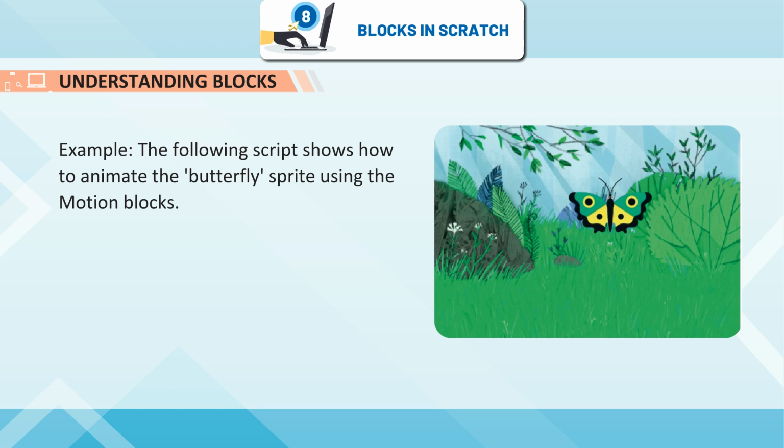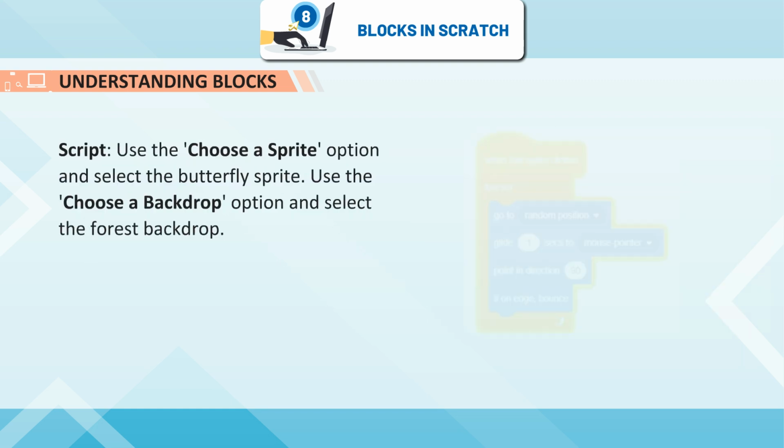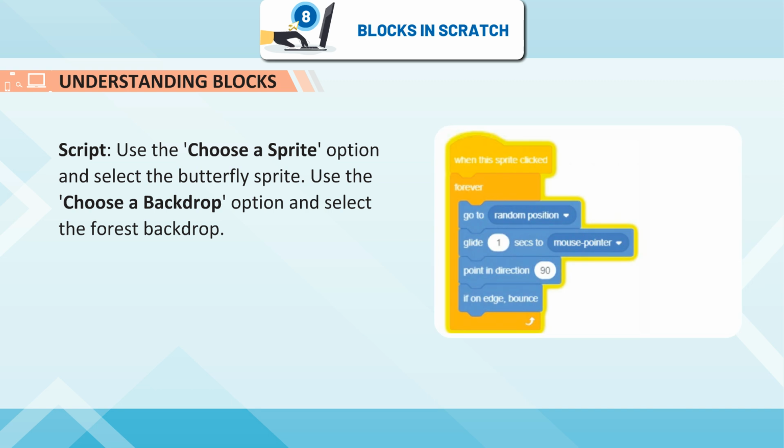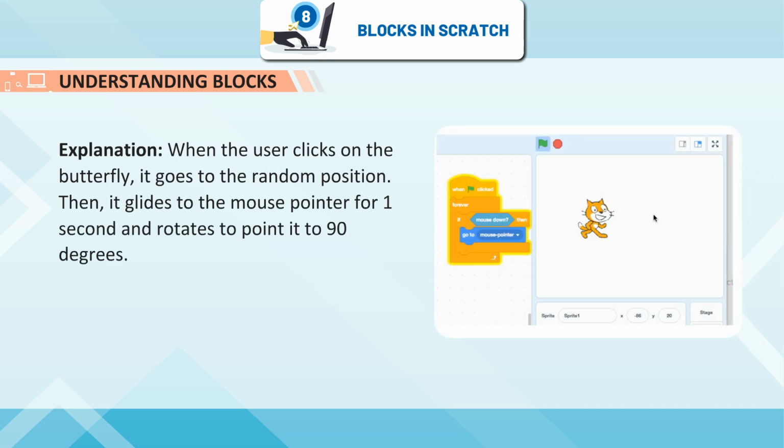Example. The following script shows how to animate the butterfly sprite using the motion blocks. Script. Use the Choose a Sprite option and select the butterfly sprite. Use the Choose a Backdrop option and select the forest backdrop.